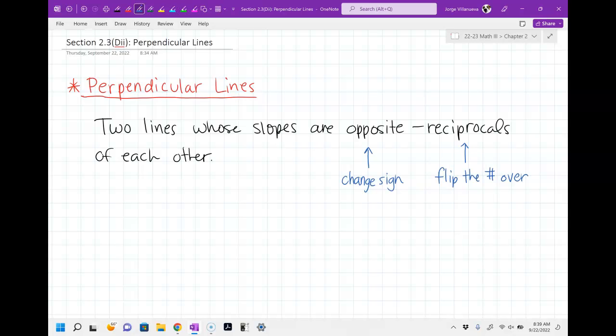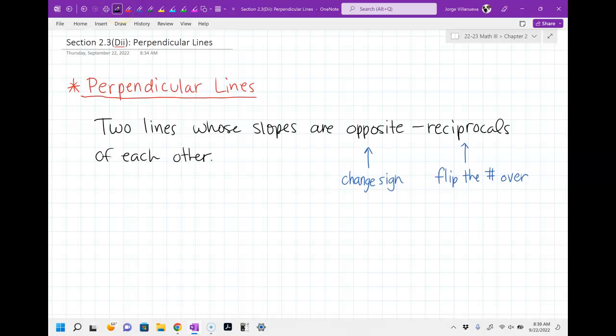Just flipping it. So whenever you're trying to find perpendicular lines, you're going to find a slope, whatever the slope happens to be. You're going to change its sign, and you're going to flip it over, okay? And then that's your perpendicular slope. So let me just show you a little bit of that before we get into doing some examples.